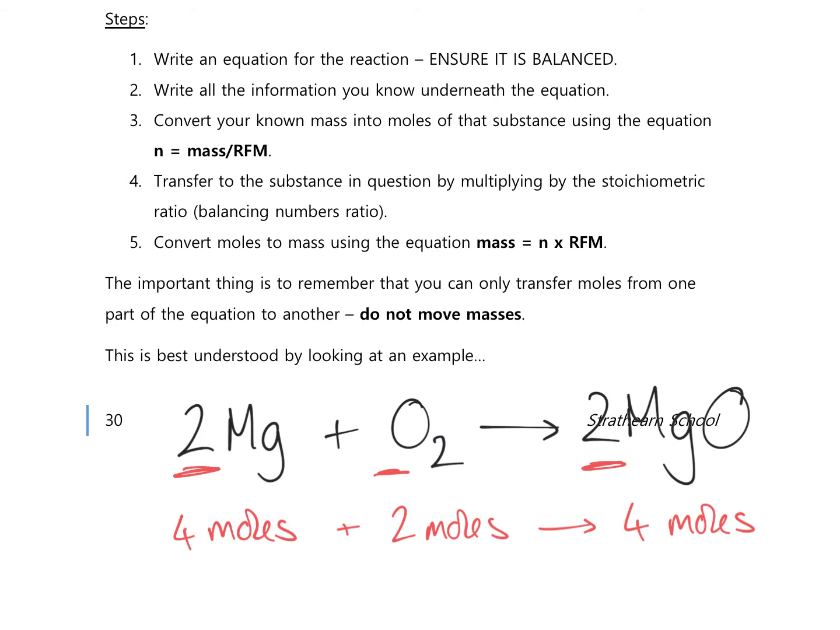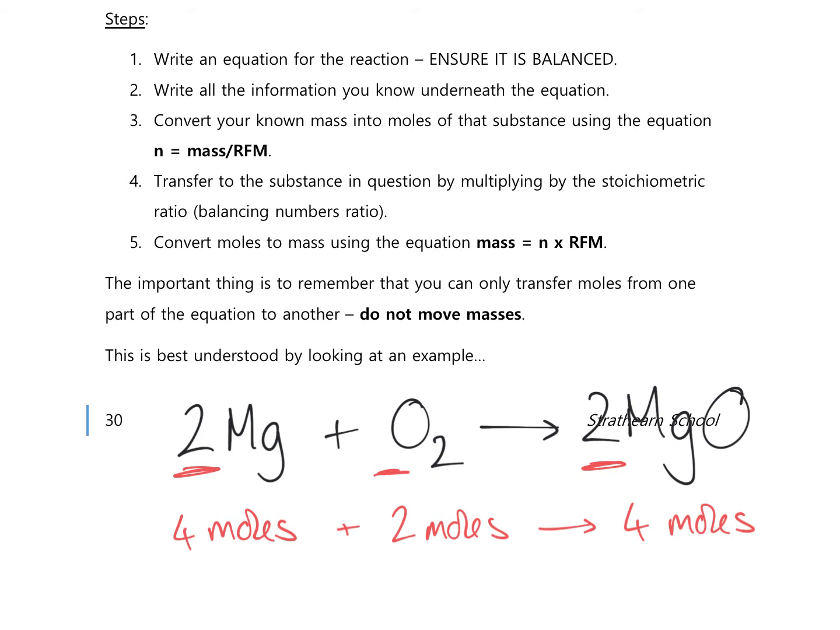So if I bring these steps back up, number 1, write an equation for the reaction and make sure it's balanced. What I would then do is write the information I know, the information I've been given in the question, underneath the equation, including the RFM of the substances you're going to be working with, and we'll see that in a worked example. You'll then need to convert the mass you've been given to moles, just by your equation n equals mass over RFM, or moles equals mass over molar mass, whatever you're used to using.